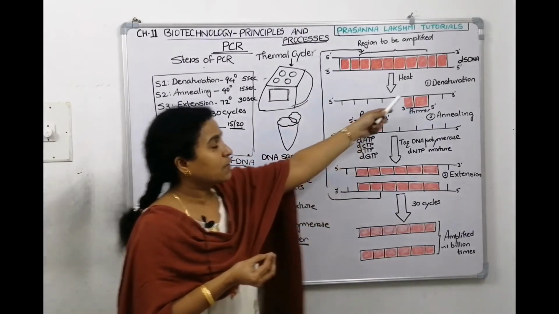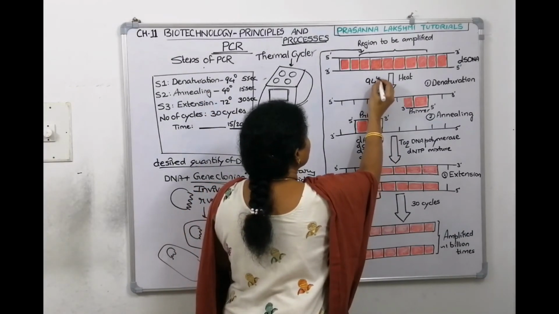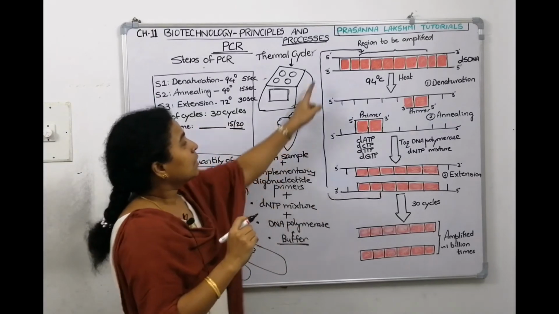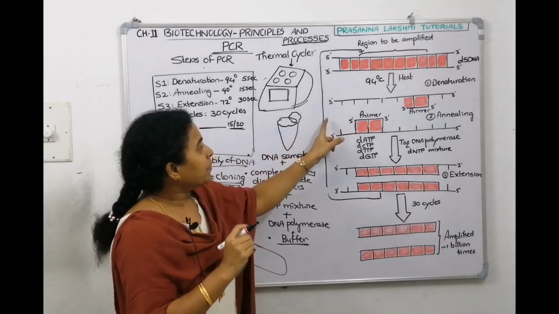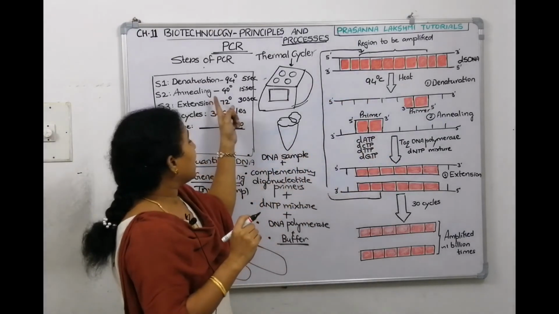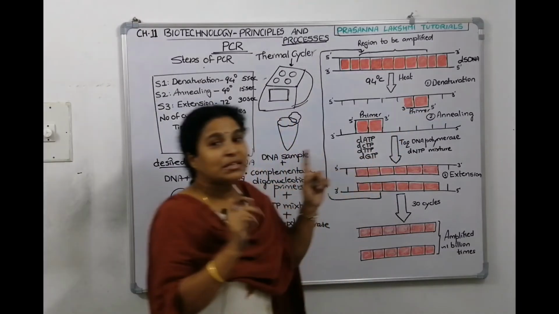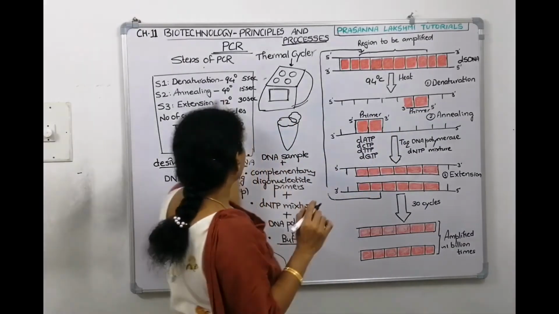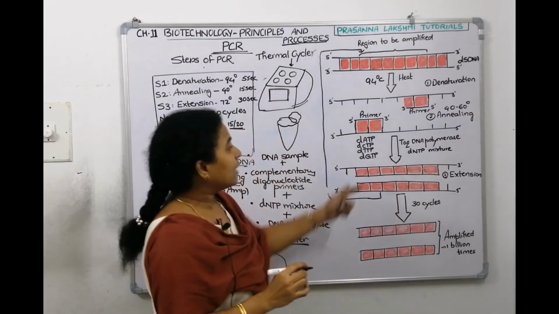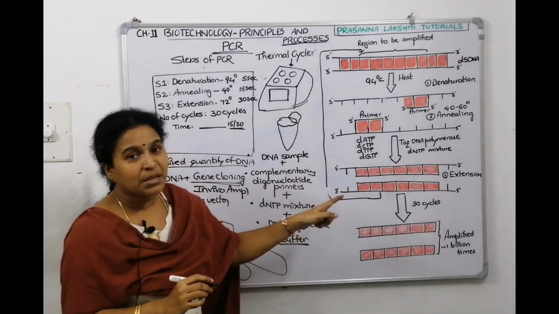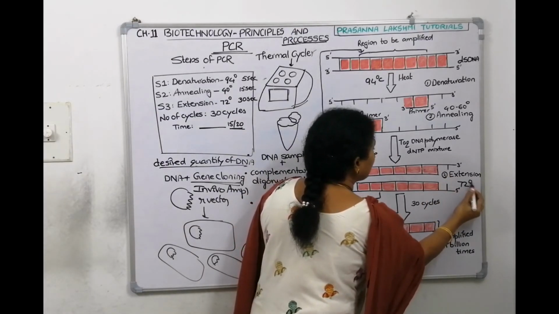What are the steps? First one is denaturation. Heat it to how many degrees temperature? We wrote it, 94 degrees centigrade. When you heat it, what happens? The hydrogen bonds between the double stranded DNA will open, and then the bases are exposed. The next one is annealing. In annealing, complementary oligonucleotide primers will come and bind. They will start the process. For annealing, the temperature is about 40 to 60 degrees centigrade. After that, extension. In extension, the polymerase enzyme will extend the DNA. The temperature for extension is 72 degrees centigrade.